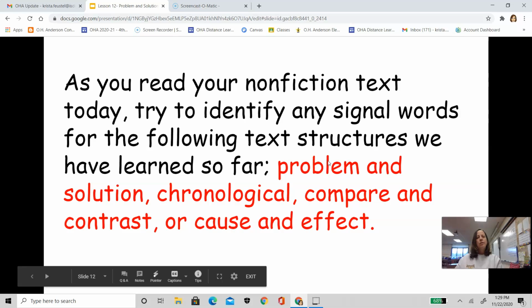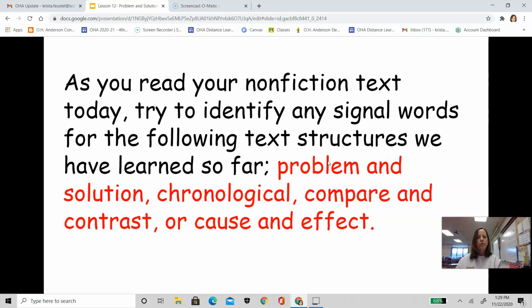So as you read your nonfiction text today, try to identify any signal words for the following text structures we have learned so far: problem and solution, chronological or sequencing, compare and contrast, or cause and effect. In tomorrow's lesson, we will look at problem and solution again, but we're also going to apply a graphic organizer to that. So how would we organize that information? And again, that's in tomorrow's lesson.